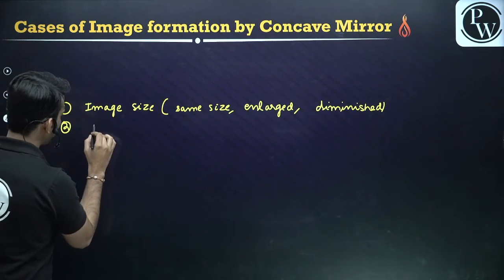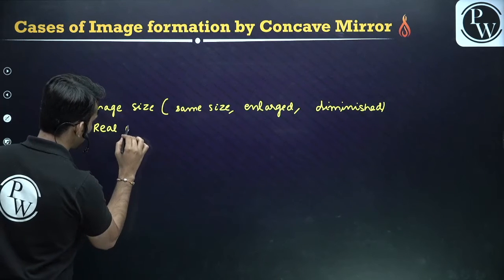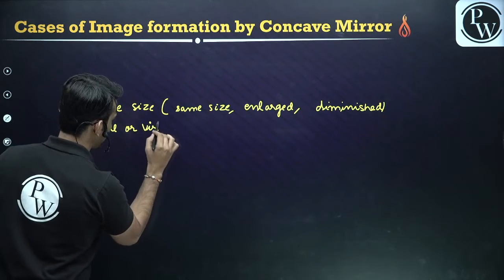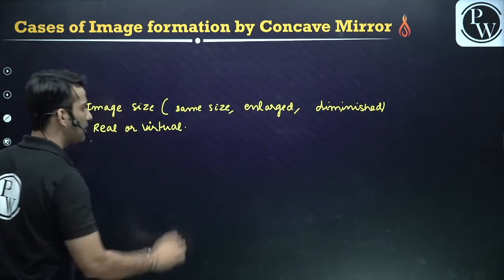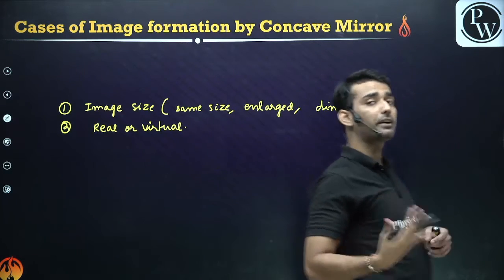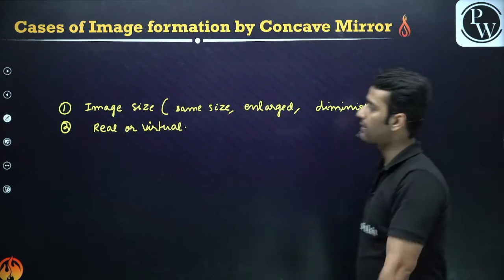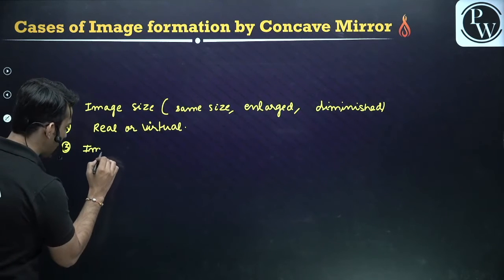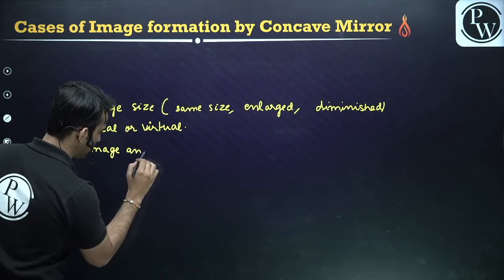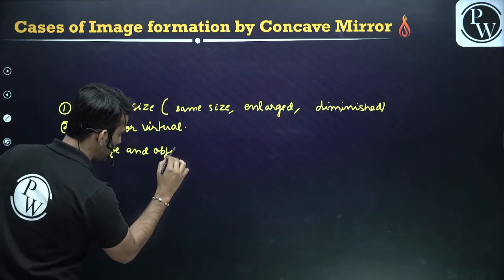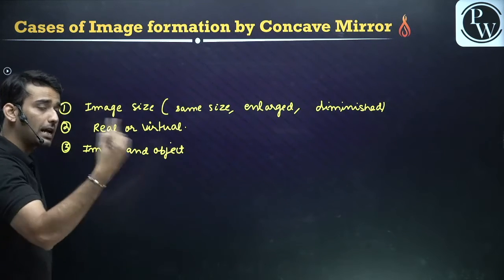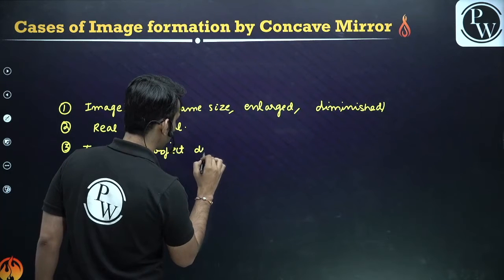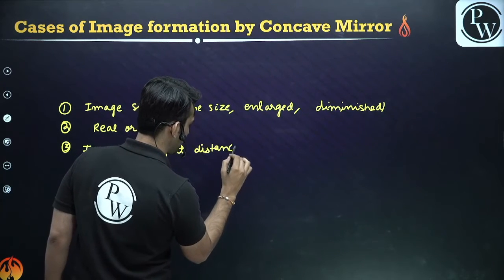Second is whether the image is real or virtual. Real means rays meeting in actual. Virtual means the rays appear to meet. We have to consider this thing. Third is image and object distance. So we have to consider these three parameters for every ray diagram: size, nature, and image and object distance. Clear, guys?